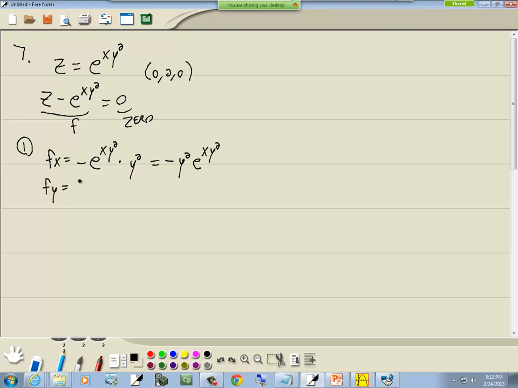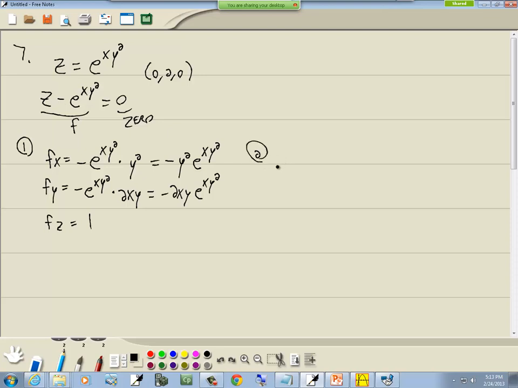Partial with respect to y. Well, same thing. This is negative e to the xy squared power times the derivative of the exponent with respect to y. The x stays because it's a constant, and the derivative of y squared is 2y, so that's 2xy. So that gives us negative 2xy e to the xy squared. And partial with respect to z is equal to 1, because this doesn't have any z, so it drops away completely.